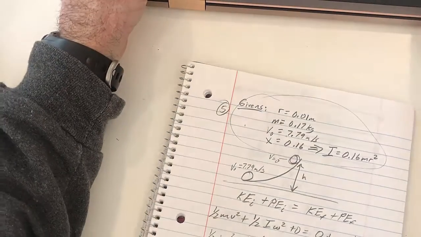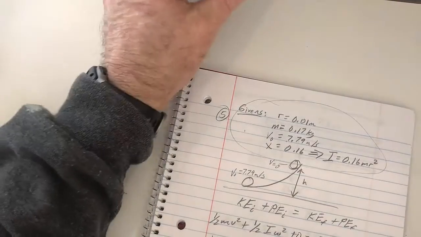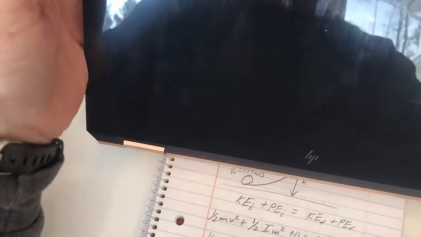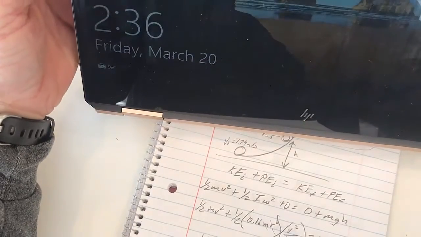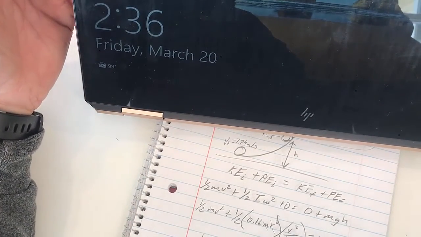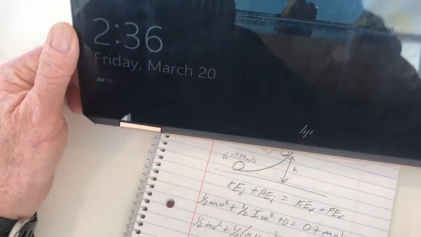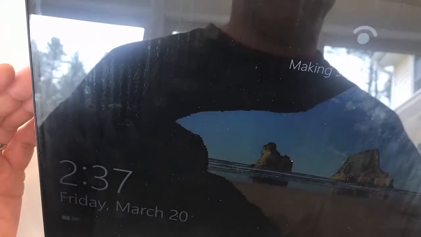Number 5. Oops, I skipped a page. Sorry, my computer went to sleep. See if I can wake it back up. Doesn't know me. Right here.